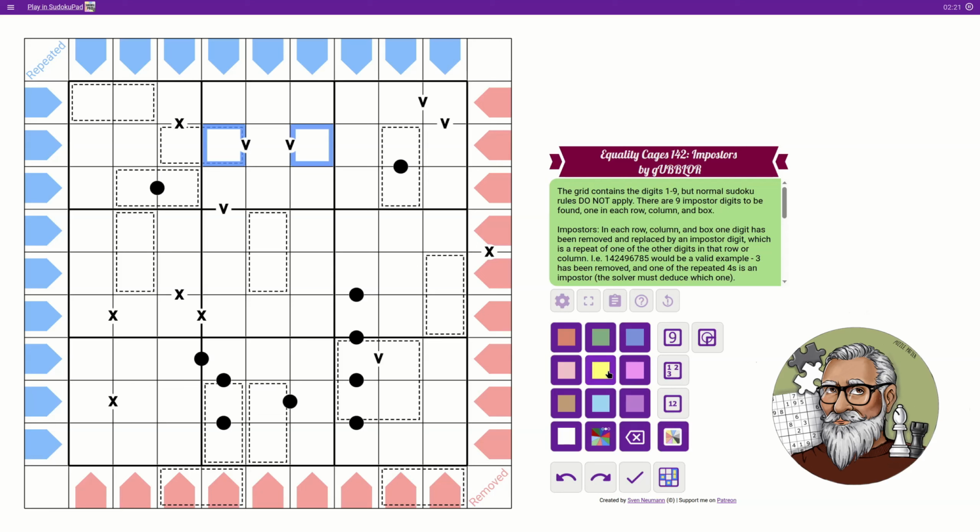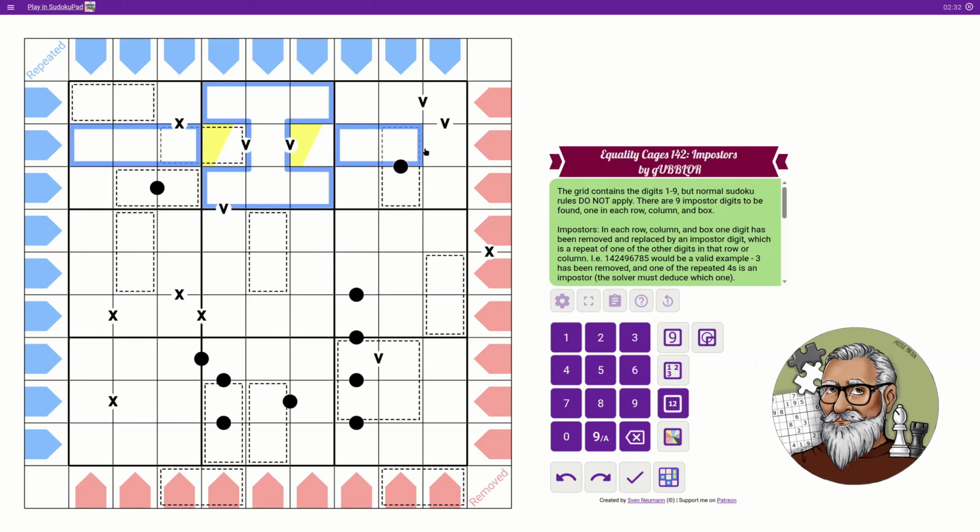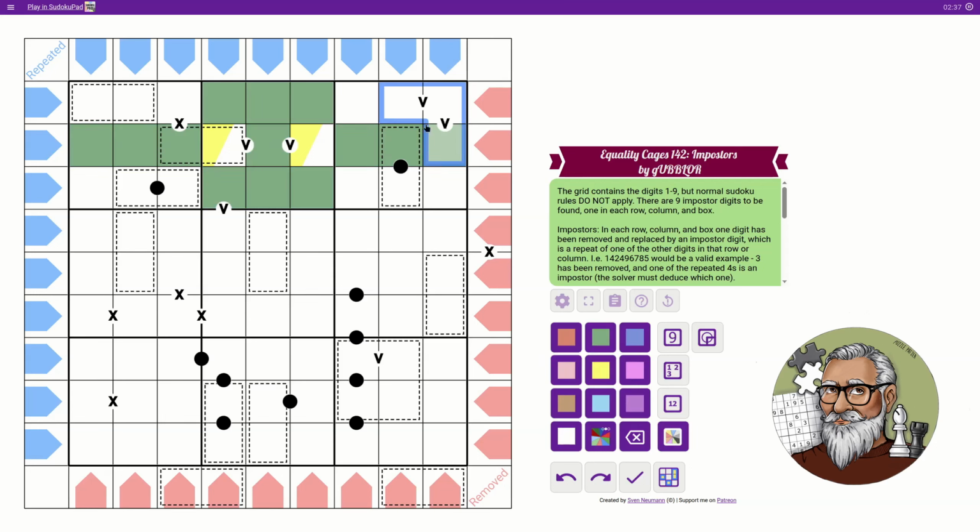I'll say imposters are yellow and non-imposters are green. Because now that we know that one of these is an imposter, then we know that all of those are not, right? And that's useful, because we can do the same here and say one of those two has to be an imposter because they're the same. Since this one isn't, then this one has to be an imposter. So you can pencil mark all of that as well. It's 1, 2, 3, 4. Whether it's an imposter or not, the apparent, current value has to be 1, 2, 3, 4.